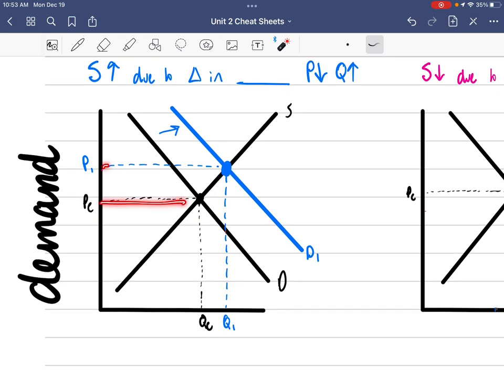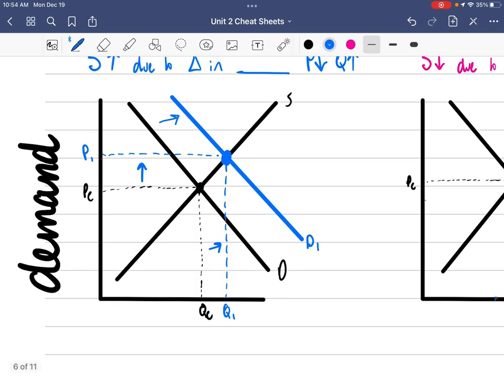Here's price equilibrium. Here's the new price when demand increased. It went up. Here is quantity equilibrium. Here's the new quantity. It went up as well. And Miss Keller forgot to draw out what we're doing.